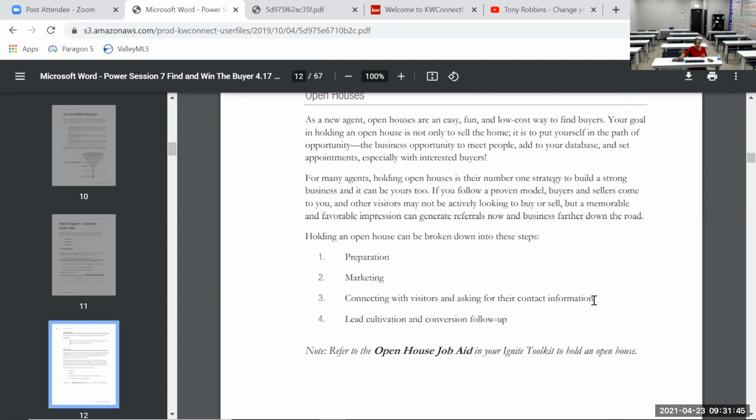Okay, so we're talking about open houses. Holding an open house can be broken down into simple steps: you want to prepare, you want to market, connect with the visitors and ask for their contact information, and lead cultivation and conversion follow-up. And that's what I was talking about: cultivating the relationship and following up with them is key to getting buyers from open houses. Some people get plenty of buyers from their open houses and some not so much, but the key is in the follow-up. That's going to be the key in all of your lead generating, no matter what type you're doing. The success is in the follow-up.